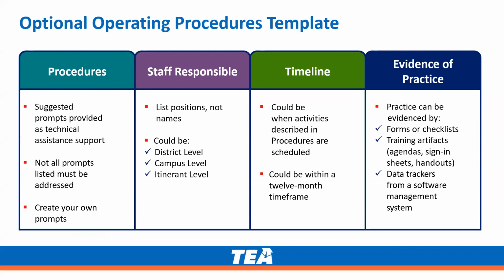For the staff responsible, do not list people's names because, as we know, there's a lot of moving around. So list their titles: district level, campus level, itinerant level. So list the position of the person that would be responsible, not their name. For the timeline, you could put the timeline when the activities described in the procedures are scheduled, or they could be within a 12-month timeline.